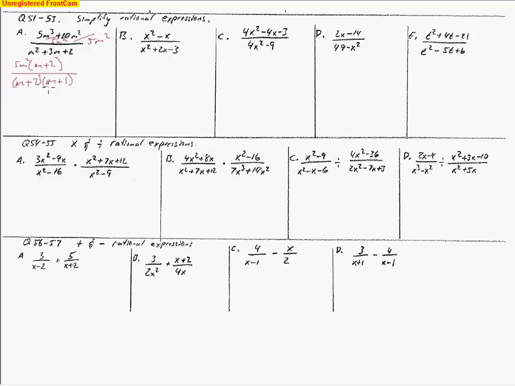And so now we can go ahead and cancel out these m plus 2's, and we've got a 5m to the second, all over an m plus 1. And that would be our answer.